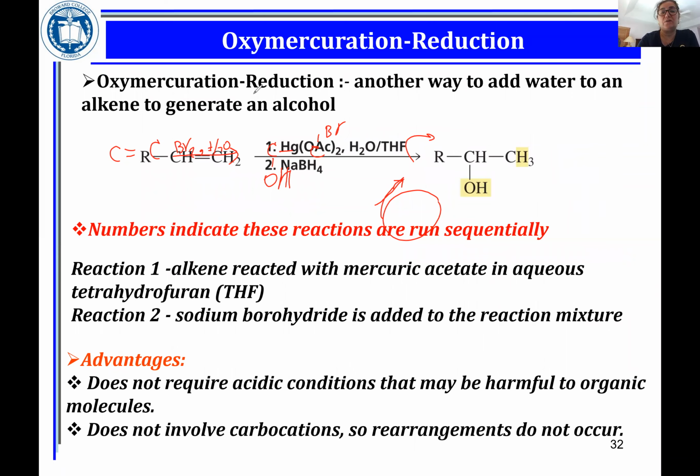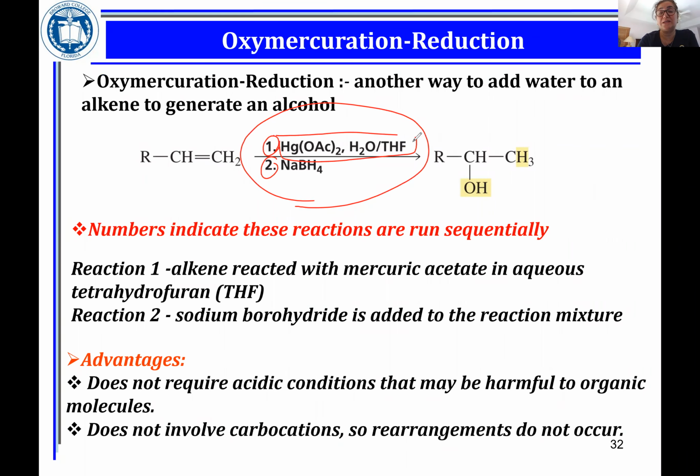Oxymercuration, demercuration. What do you know about oxymercuration, demercuration? Or what you need to know to make sure that you know the reagents. If the reagents are separated by numbers, that means that you're adding this set of reagents first, that is number one. And in the next step, you add the sodium borohydride. So first, you add the mercury 2 acetate with water. THF is just a solvent.